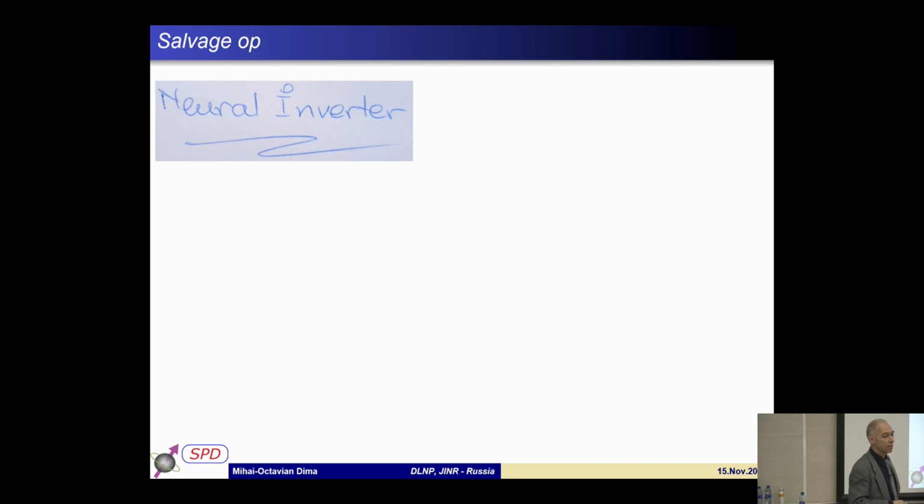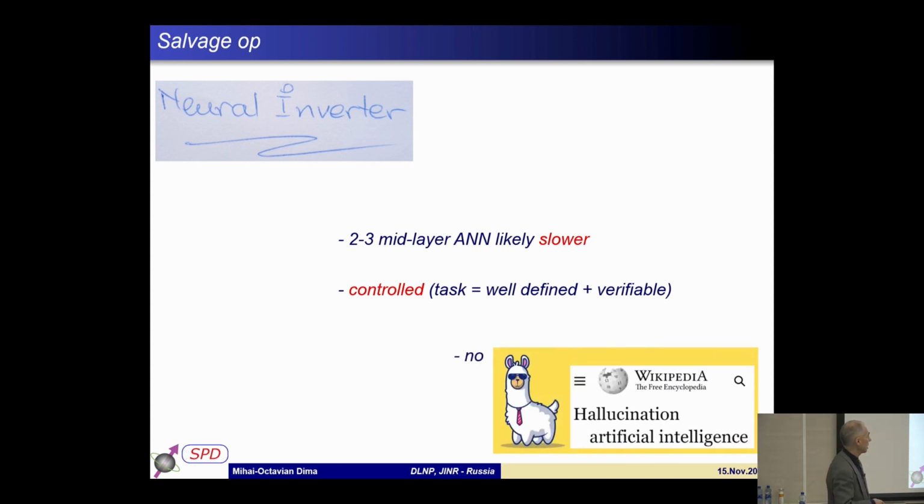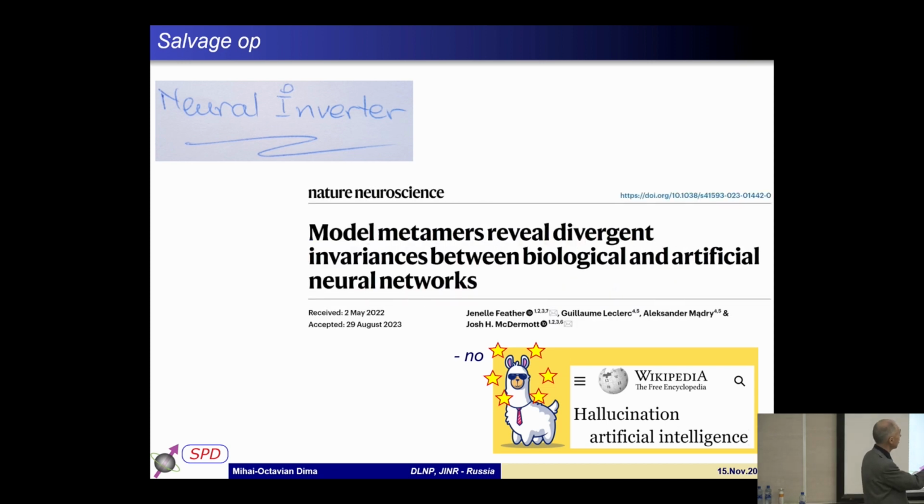Okay, what if that linear fitter does not work? Well, you can always do a neural inverter with 2-3 mid layers of neurons, and you're worried about llama hallucinations. There's a paper showing that llamas and ourselves do not see things the same way. This paper shows you how a llama sees a bear. We both say it's a bear, but the llama sees a total mosaic, mumble-jumble of a picture.